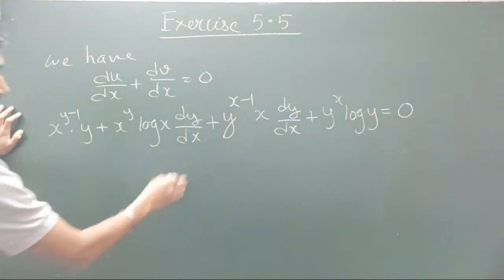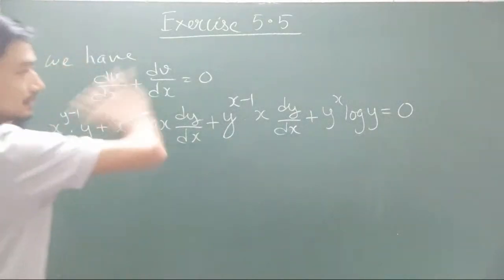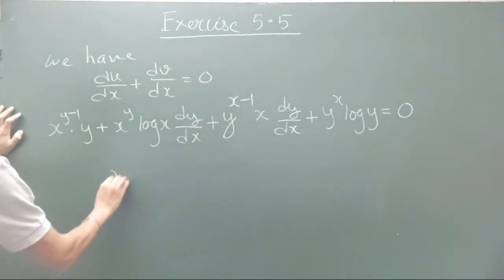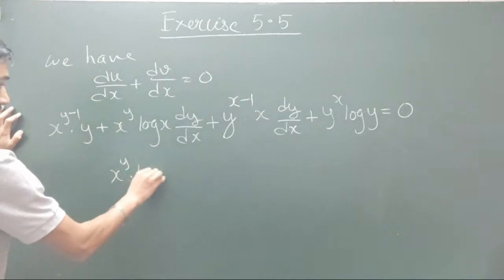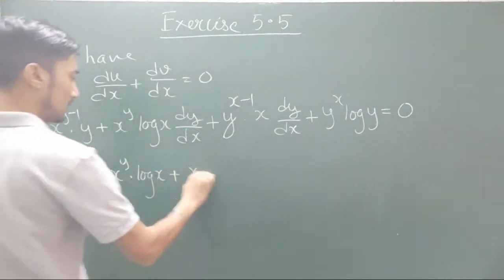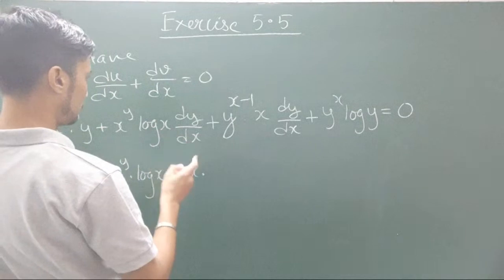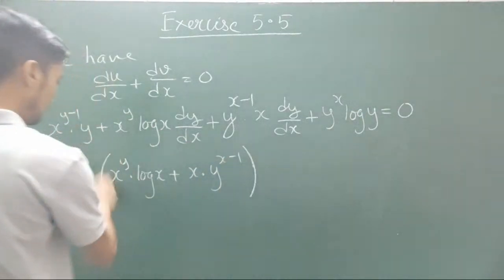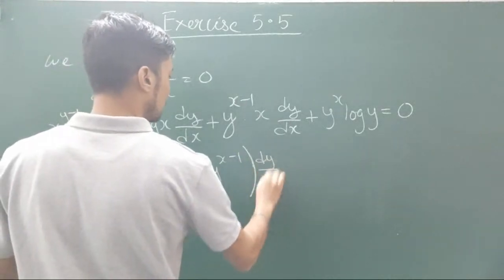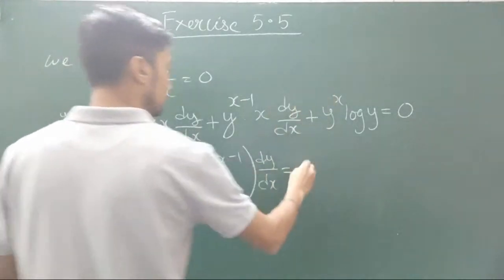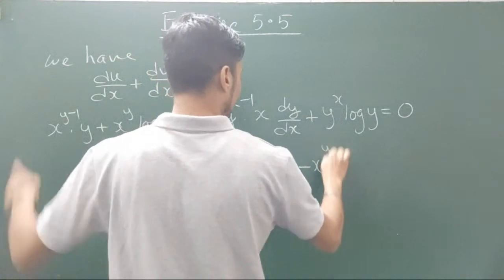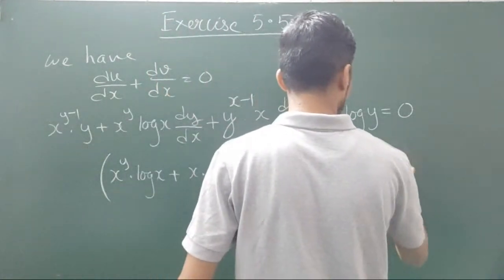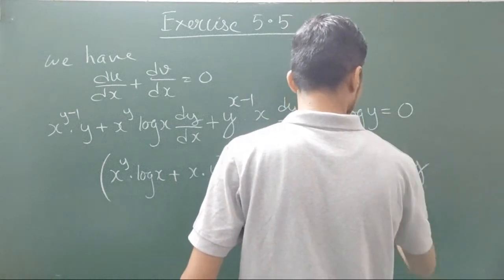So I need dy by dx, so I'll keep these two terms on this side, the other terms I'll move to the other side. So I'll have x power y log x plus x into y power x minus 1, common dy by dx, is equal to minus of x power y minus 1 into y, minus of y power x log y.